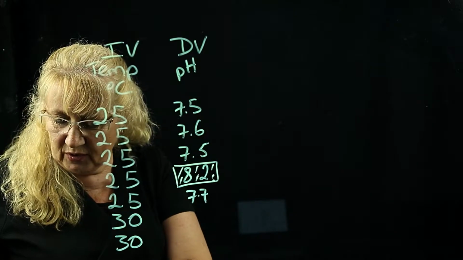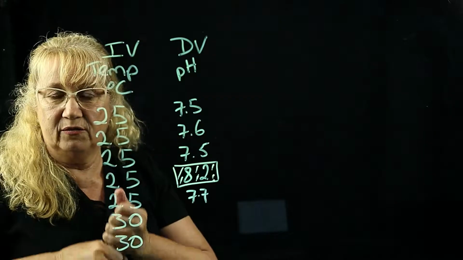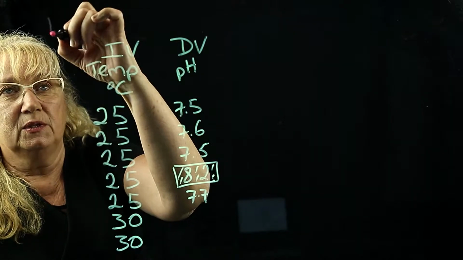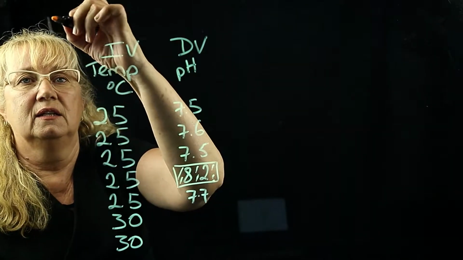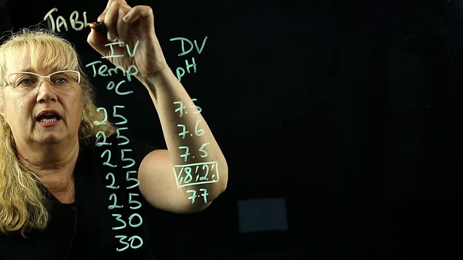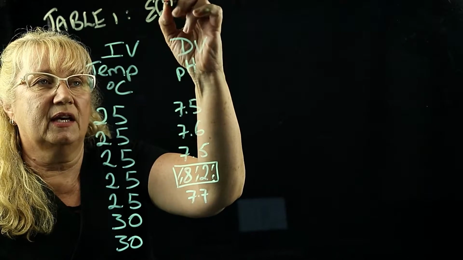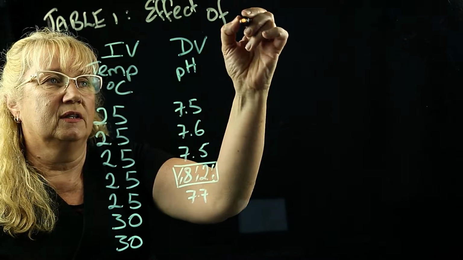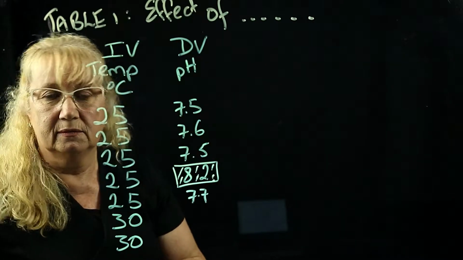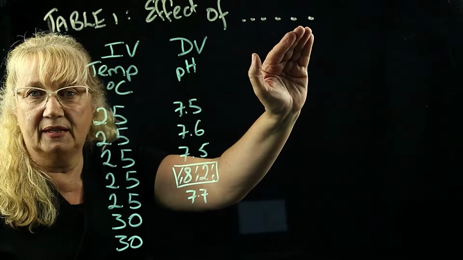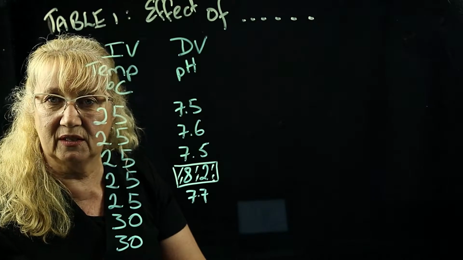Now the other thing I really strongly recommend that you do is that you put your headings in correctly right from the get-go. So this is going to be your first table. Table 1, and it is the effect of temperature on the change in pH, whatever it is. So you've got that right there, and that can also be copied straight into your report. You don't have to worry about trying to think of that later.